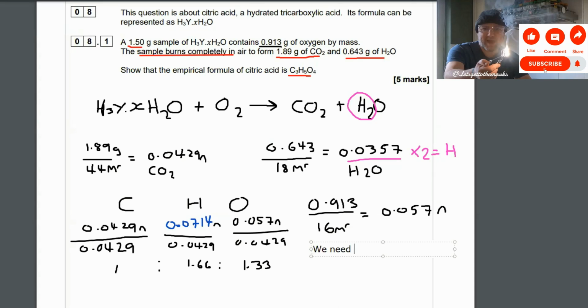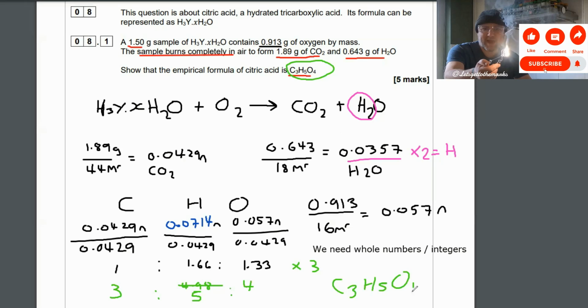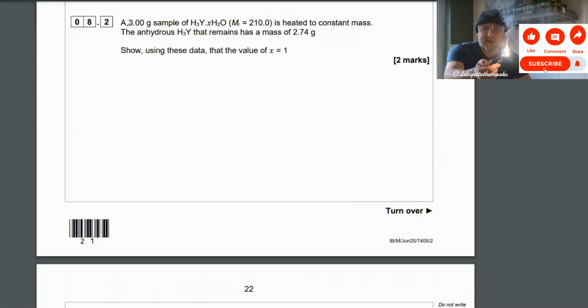We now need to turn these into whole numbers. It's an empirical formula. We need integers. So what you're going to do is try multiplying them by different numbers until you get close to 3 whole numbers. And if we times them by 3, we're going to get 3 for C. We're going to get 4.98 for hydrogen. That's more or less 5, so we can just put 5. And we're going to get like 3.99 for oxygen, which pretty much is 4. And that's your empirical formula, 3, 5, 4. And you've just proved it. Well done if you got that right.